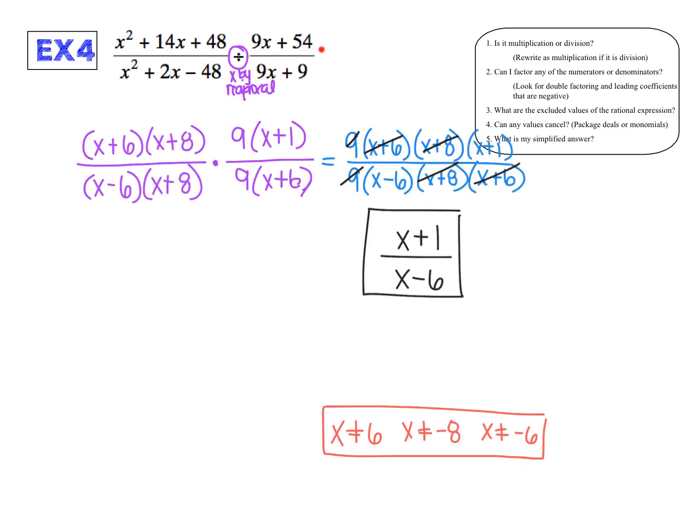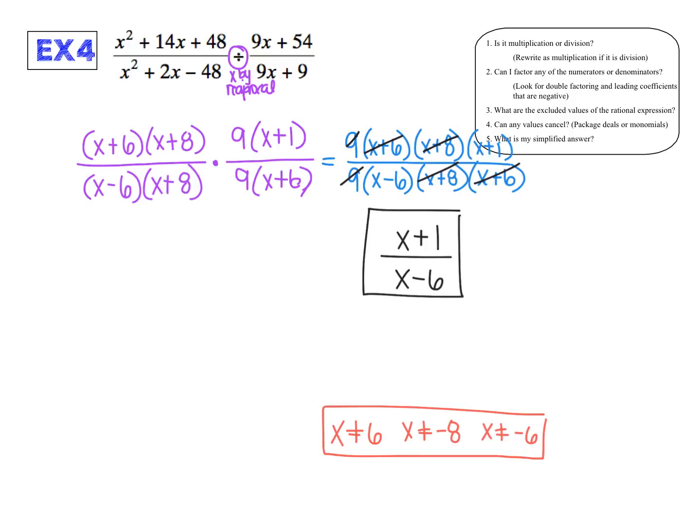And then I flipped these, so both of them I can take a 9 out, but in the denominator, which becomes the numerator, when I take a 9 out, I'm left with x plus 1. And in the numerator, when it becomes the denominator, I took a 9 out and I was left with x plus 6. So then I rewrote it as one big fraction. I put my loose numbers out front, and then I just listed my binomials. And then I listed my excluded values.